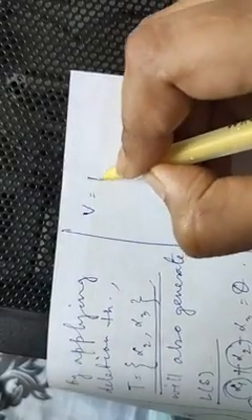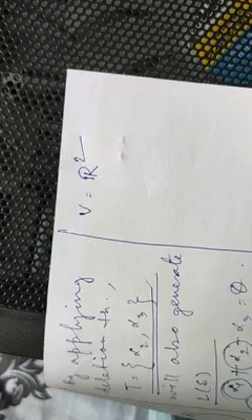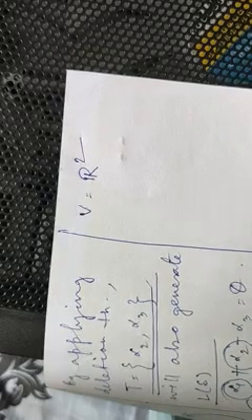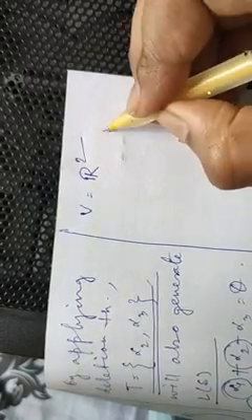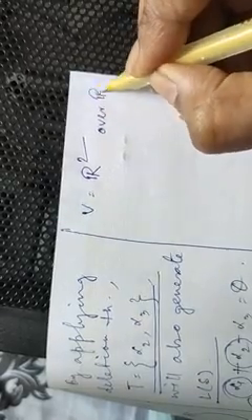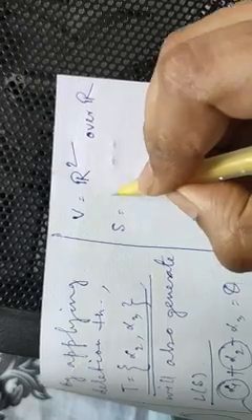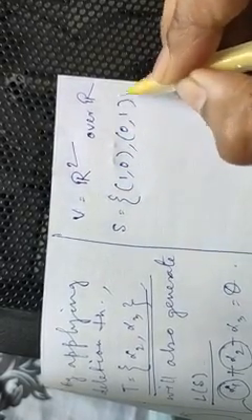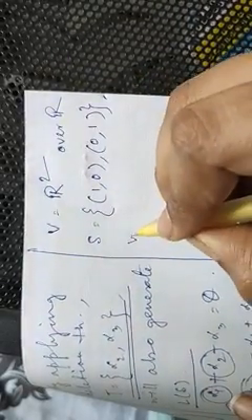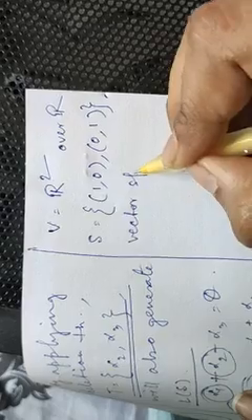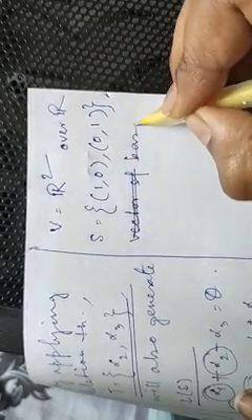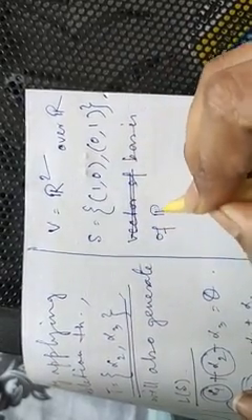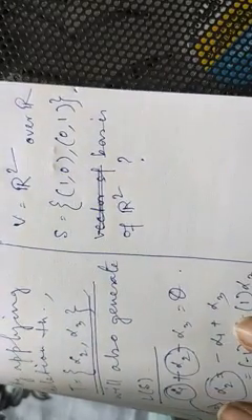Consider the vector space R square over R, obviously, the real number field. And consider the set S equals (1, 0), (0, 1). You need to check whether this becomes a basis of R square or not. You have to check it.